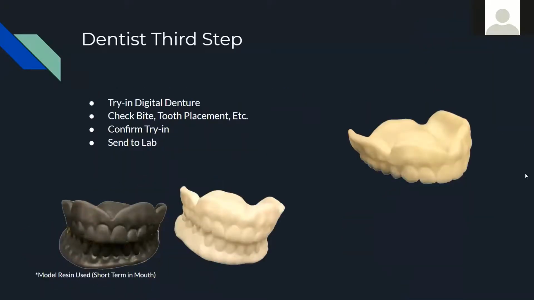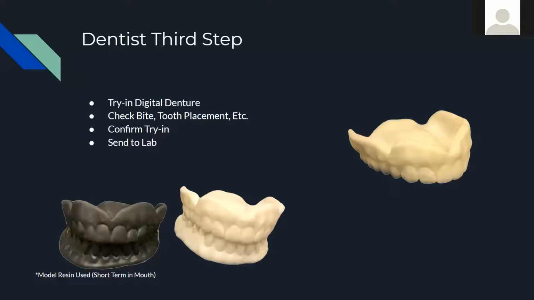Then the third step is the patient would go ahead and try it in. The dentist would go ahead and check the bite, the smile line, tooth placement, everything as in a normal wax try-in would. The dentist will either confirm, or he would go ahead and list the refinements that are needed. If refinements are needed, then it would be sent back to the lab, and we would go ahead and redesign it and then reprint for a second try-in.